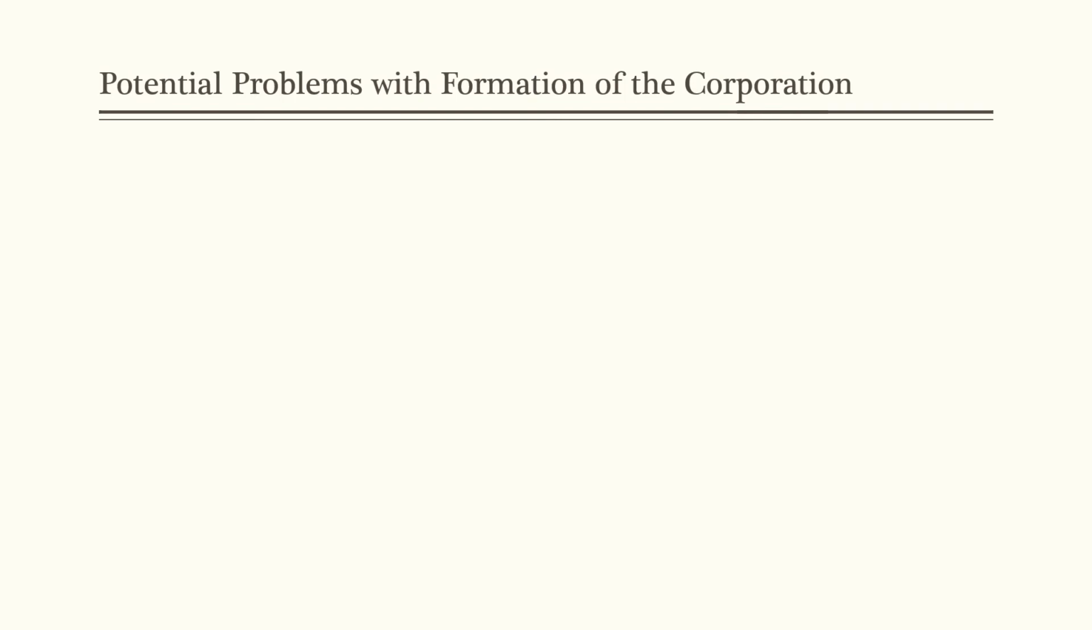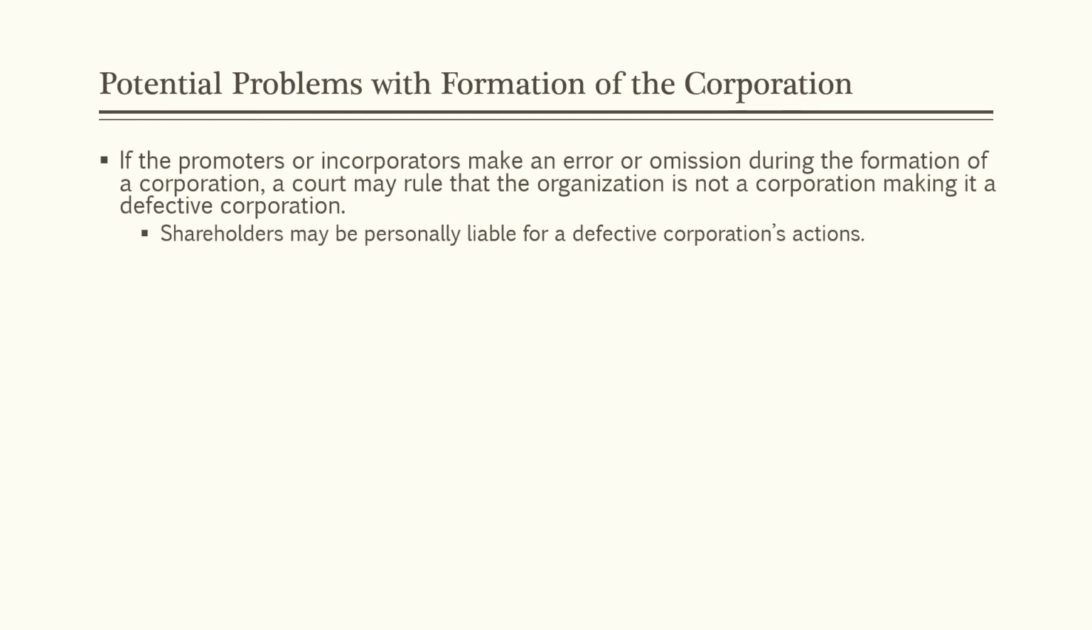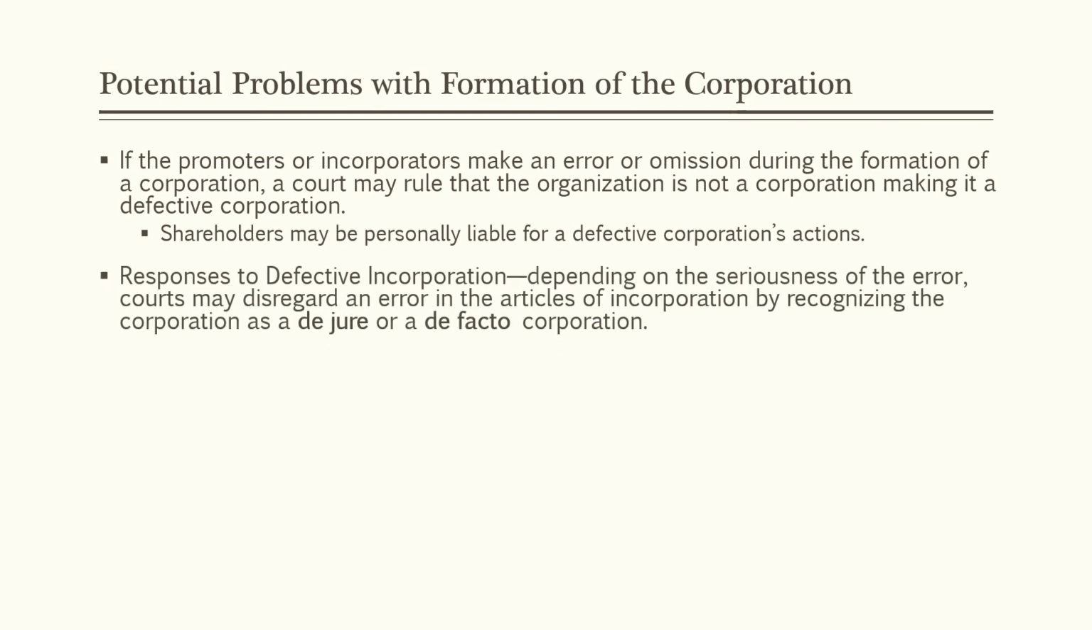Sometimes there are potential problems with the formation of a corporation. Errors can happen. If the promoters or incorporators make an error or omission during the formation of a corporation, a court may rule that the organization is not a corporation, making it a defective corporation. Shareholders may be personally liable for a defective corporation's actions, which can be disastrous. So how do you respond to a defective incorporation?